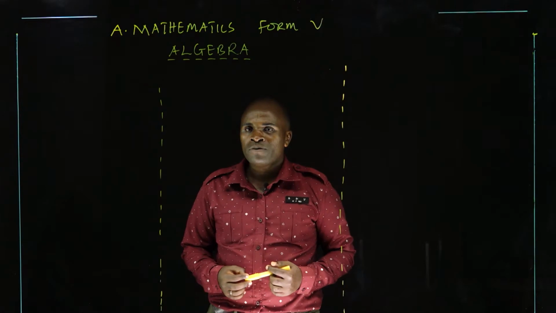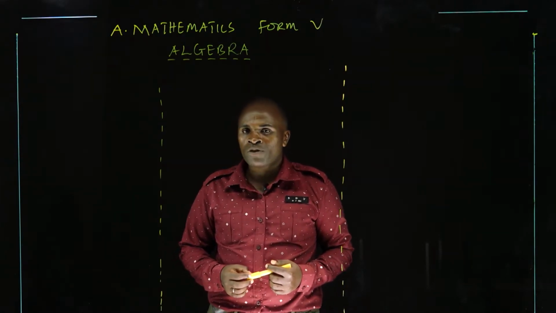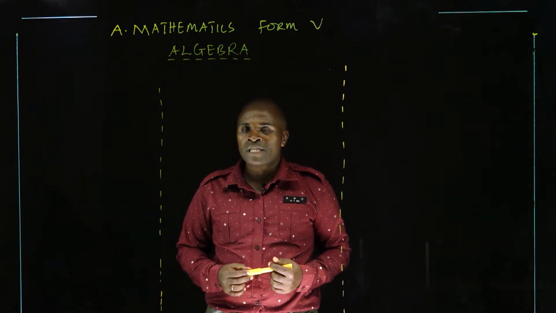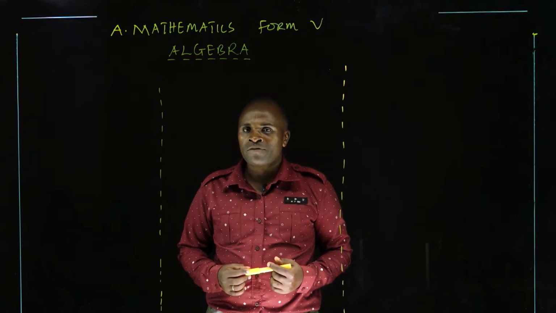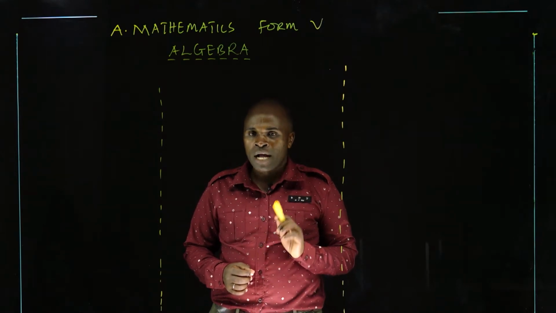To begin with, Form 5 has the topic of mathematical devices. We have algebra, we have sets, we have the topic of logic and electrical network, we have the topic of coordinate geometry 1, we have trigonometry, we have another topic of linear programming, and then we have the topic of differentiation, and then we have integration. So today I'll be teaching you the topic of algebra.